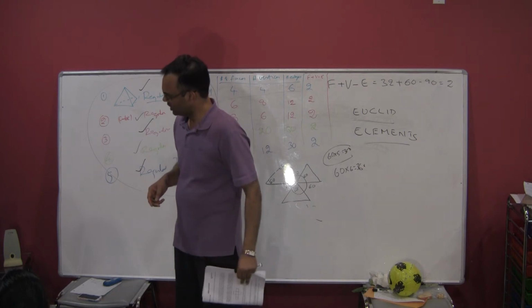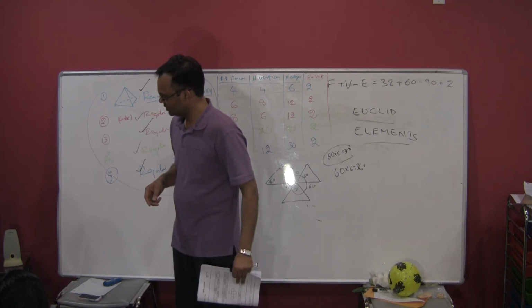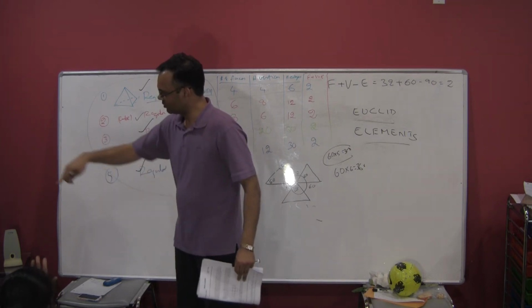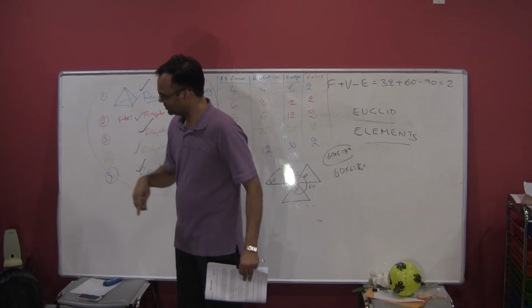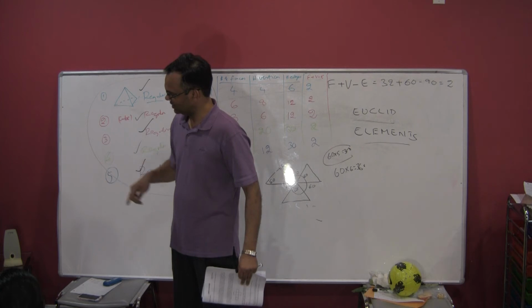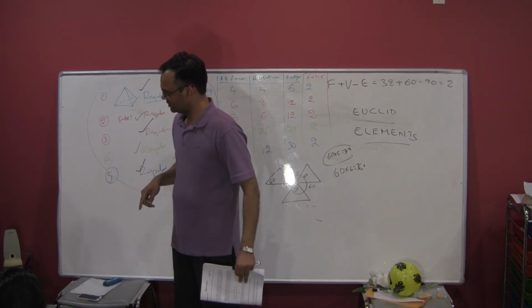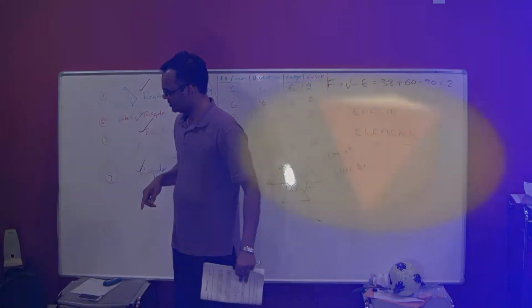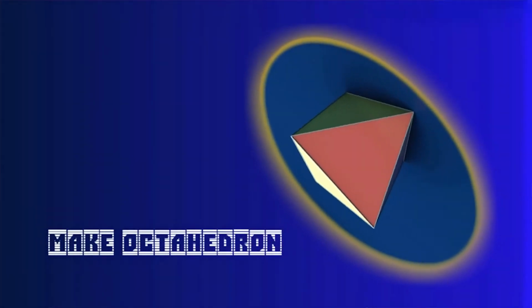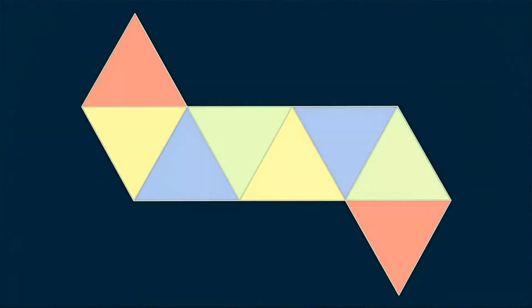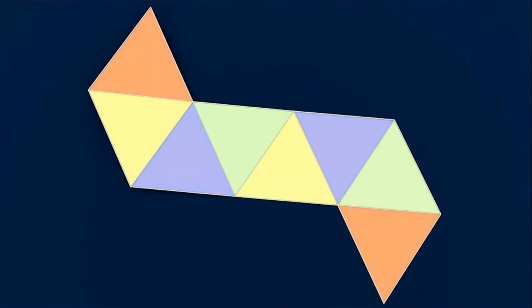Next one will be, I think, the octahedron. You need to bring it to the front. Yeah, it's already played. Replay. Okay, that's the octahedron. That's the net of the regular octahedron.